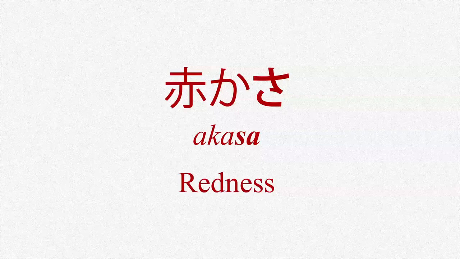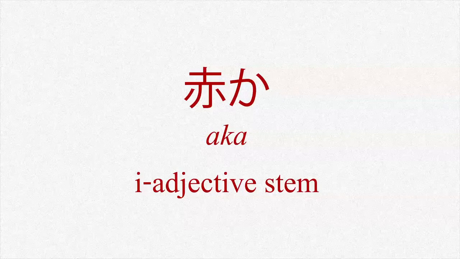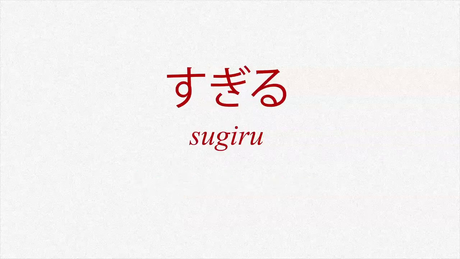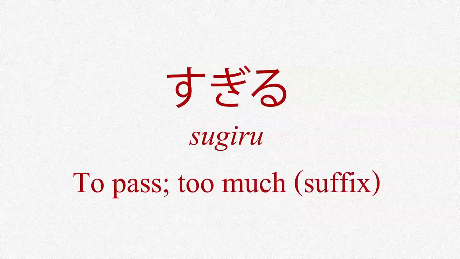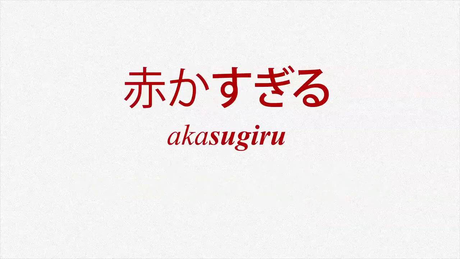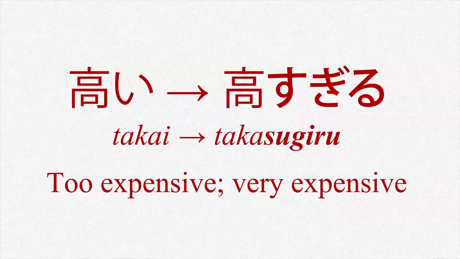The i-adjective stem, that is, the adjective with the final i removed, can have various other words attached to it for different meanings. This is a verb that means to pass, and can be added to stems to mean too much. Here's an example. This means too red. This suguru form can also mean very, for example, very expensive, rather than that it is literally too much.